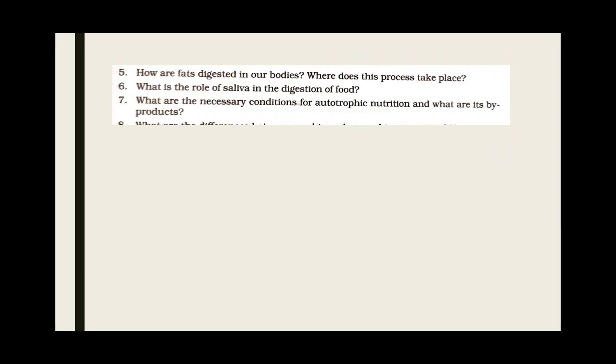Now what are the necessary conditions for autotrophic nutrition, and what are its byproducts? So the necessary conditions are carbon dioxide, water, chlorophyll, light, and temperature. And the byproduct given out in this process is oxygen.